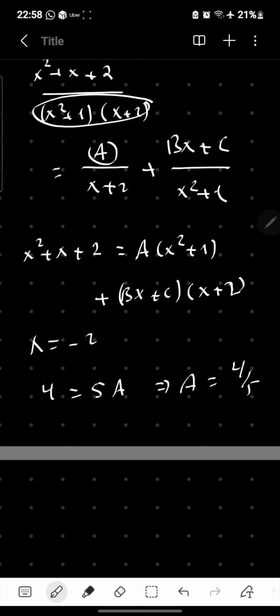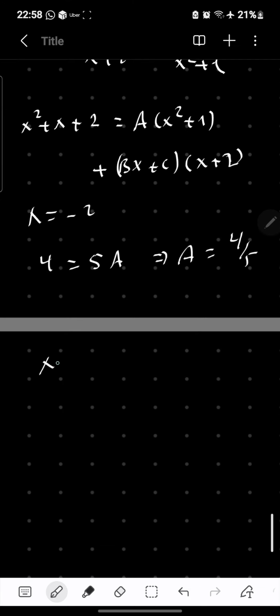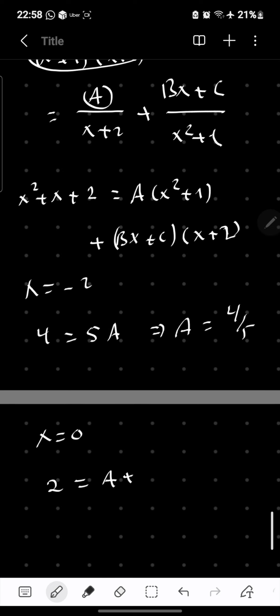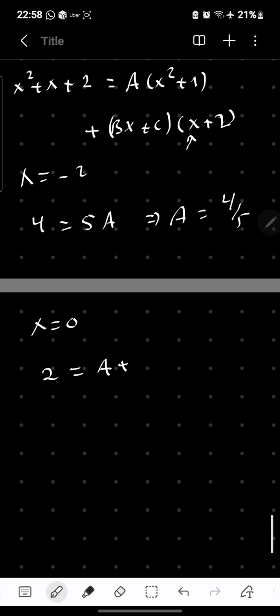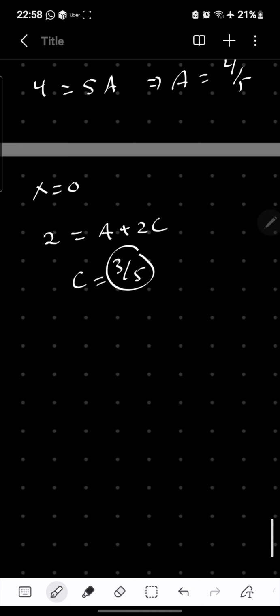So a here is 4 over 5. Okay, try to put x equal 0. So it will be 2 equal a plus 0 here, and this will be 0, 2c. And we have a equal 4 over 5, so c will be equal, by some calculation, 3 over 5.